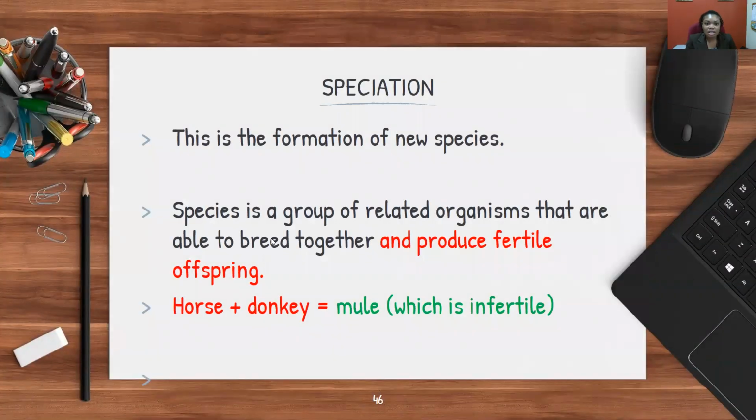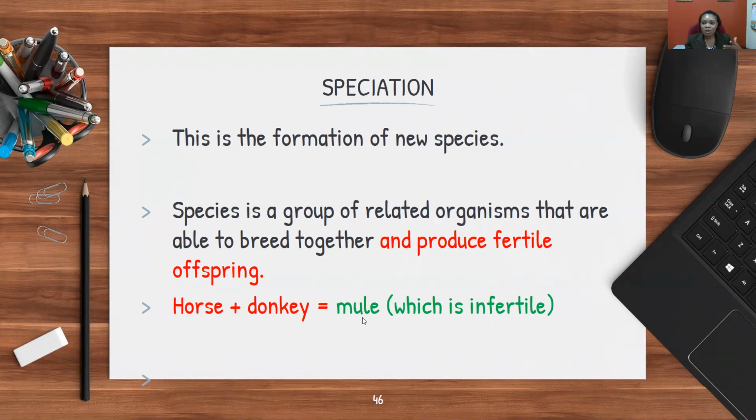All right, speciation. This is the formation of new species. Species is a group of related organisms that are able to breed together and produce fertile offspring. Now that part is extremely important. Some organisms, even though they're from different species, may be able to breed together, but the offspring would be infertile. An example being used here is horse plus donkey. So a horse and a donkey, they kind of look alike, but they're very different. They're two different species. So when you combine them, it would produce a mule, and a mule is infertile. So it would not be able to continue its species to produce more mules. So it would be something that would have to be continually done by humans, right?